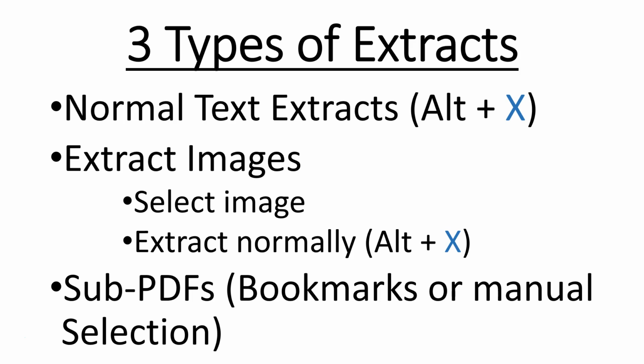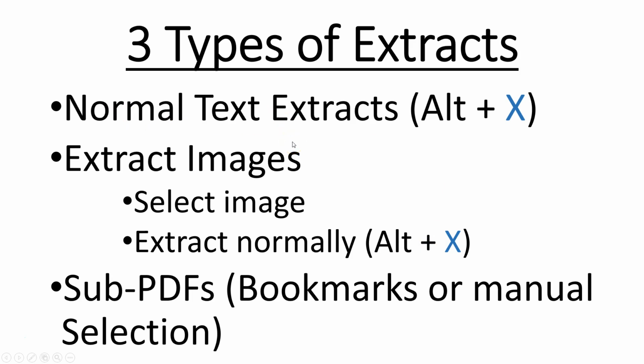You just first select the image and then you extract normally. So you can sometimes click on the image to select it, or you can draw a little box around it, and we'll go over all of that in a second. But you just select the image and then you hit Alt-X just like you normally do with a normal text extract.